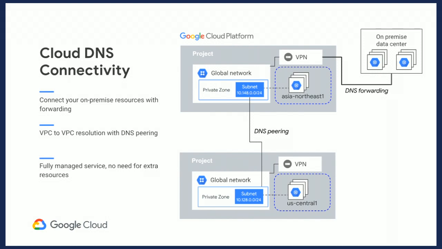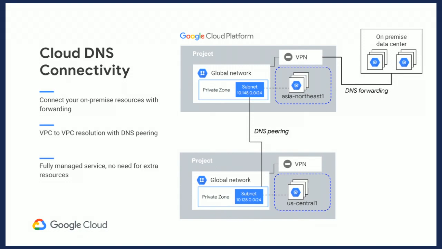DNS inbound forwarding does the vice versa. It allows your on-premise resources to use GCP Cloud DNS as their authoritative server. You can learn a little bit more about hybrid connectivity and DNS forwarding in particular at the NET 204 hybrid connectivity session tomorrow. DNS forwarding is available today in public beta.